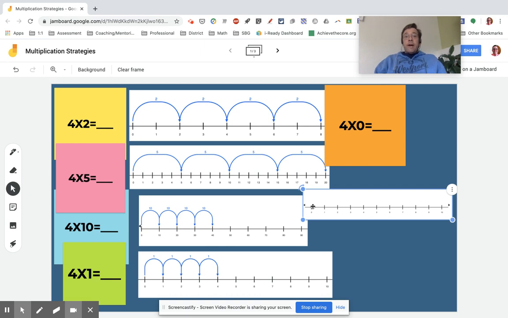In future screencasts, we'll explore other strategies to help us when multiplying by other numbers.